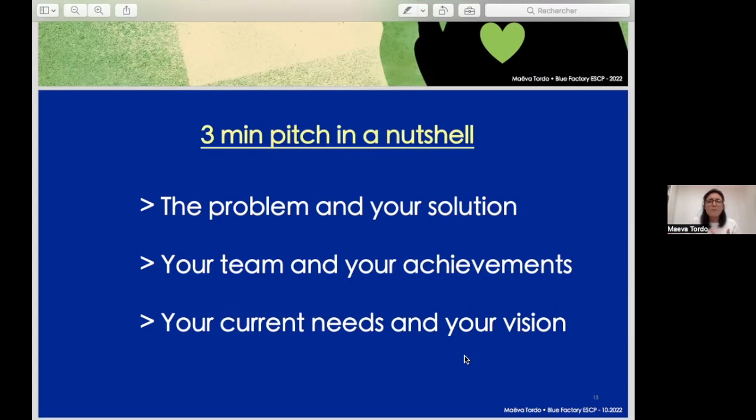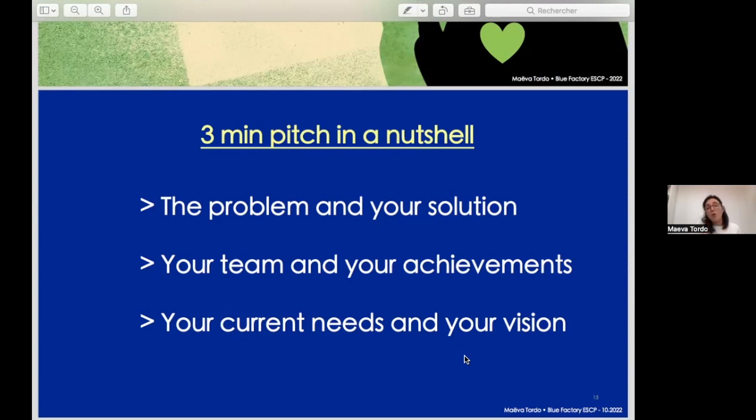Maybe you want to bring me on board of your project. So what do you need today? What type of collaboration do you propose? And what is your vision? If I go with you, where would you propose to take me? So those for me are the essential elements that are required to be shared in a 3-minute pitch.